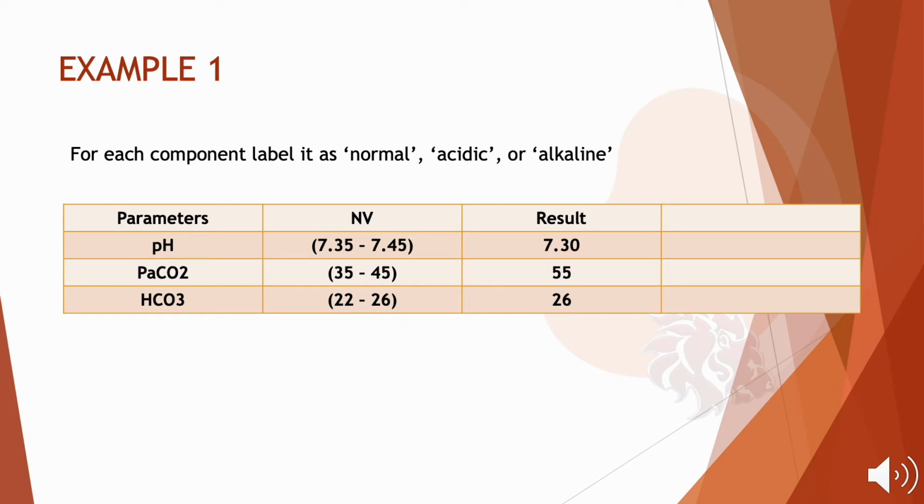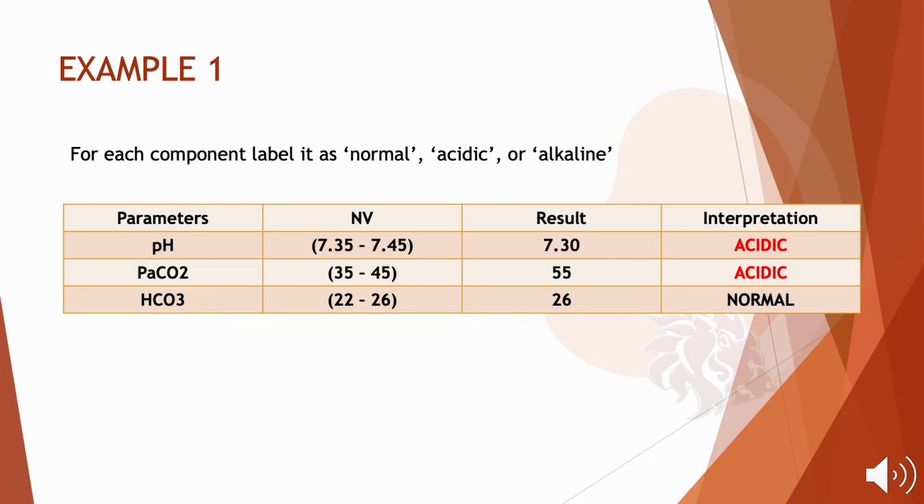So given here is a simple ABG of a patient with a pH of 7.30, partial pressure of carbon dioxide at 55, and bicarbonate of 26. Now we're going to determine whether they are normal, acid, or alkaline. So let's first check the pH. The pH of this patient is 7.30. Now when pegged to the normal value, 7.30 is below 7.35 to 7.45. So it is said that if it is below that 7.35 mark, it is acidic.